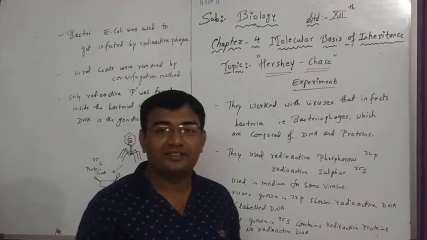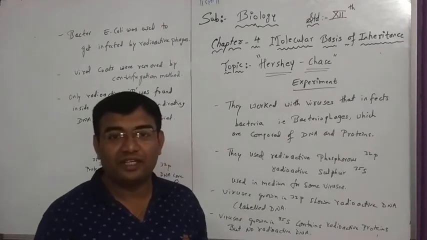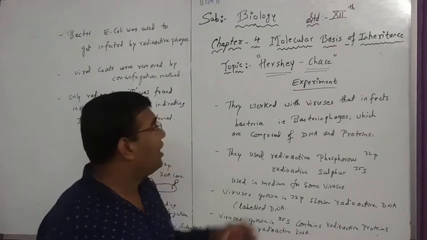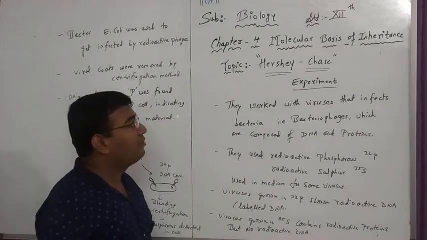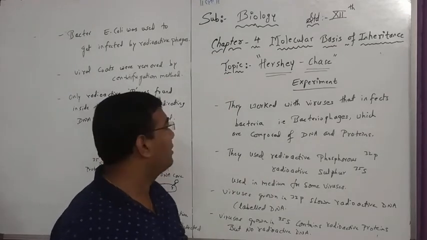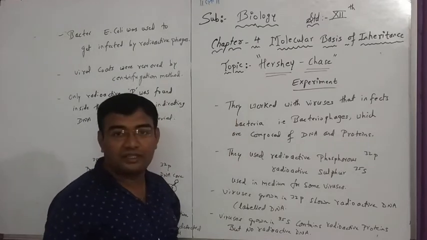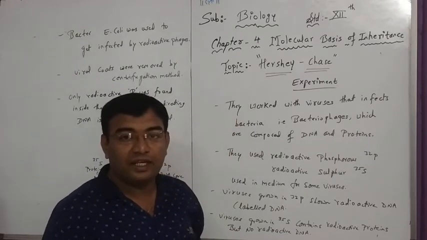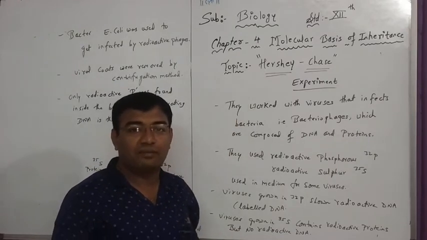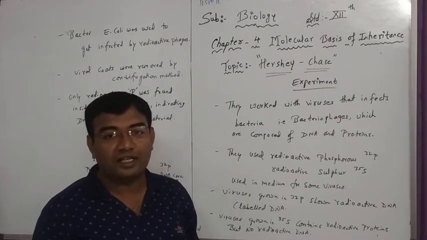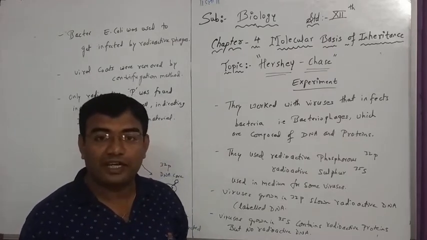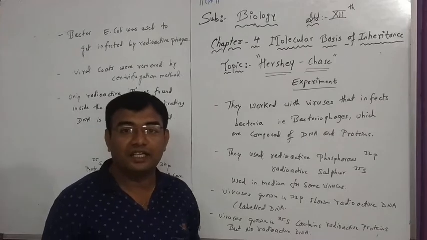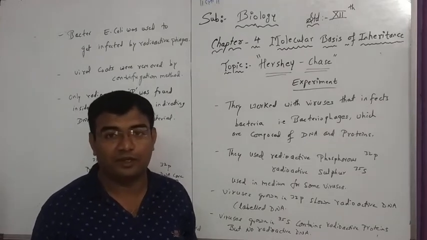Hello dear students, today we are here again with a new biology video from chapter number 4, molecular basis of inheritance. The topic is the Hershey and Chase experiment. In my previous topic, you saw about Avery, McCarty and MacLeod. They tried to prove that DNA is the genetic material, the transforming principle.